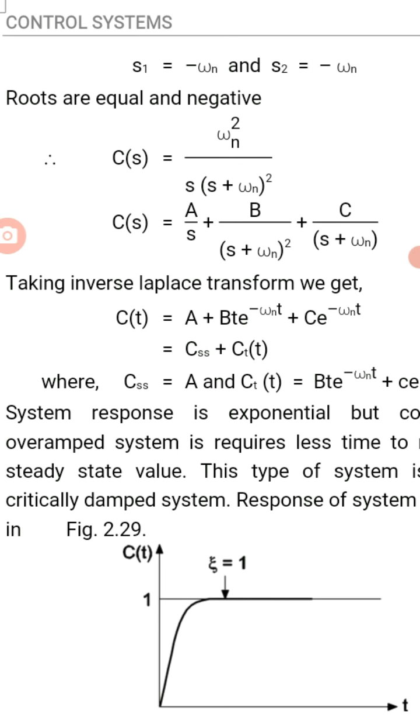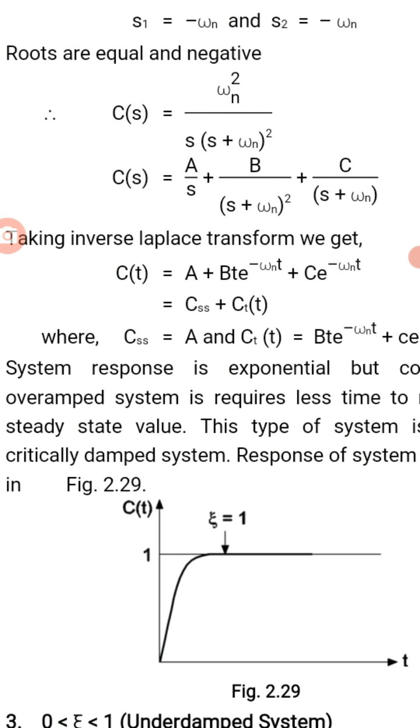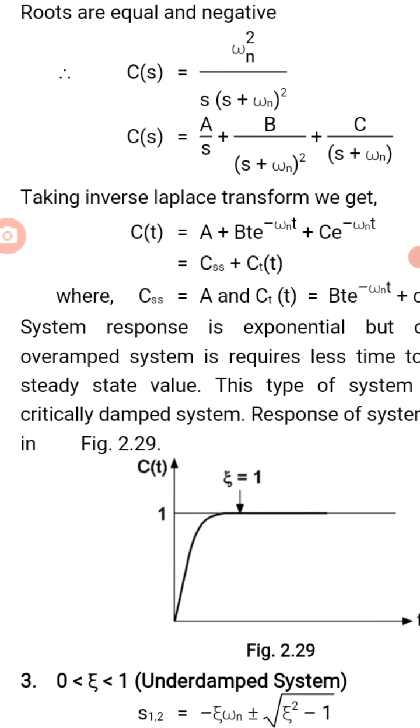This is another type of solving partial fraction expansion. If there is a bracket square, then B is divided by the bracket square and C is divided by the single bracket. Taking inverse Laplace transform, we get c(t) is equal to A plus Bt e raised to minus omega n t plus C e raised to minus omega n t, which is equal to css plus ct.